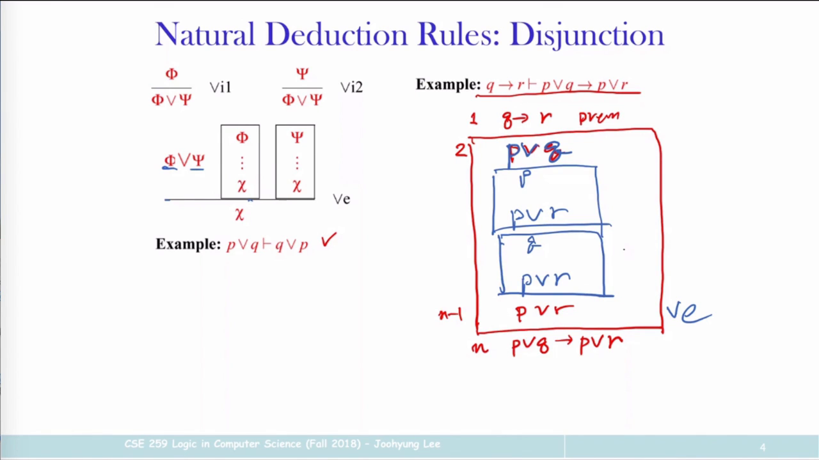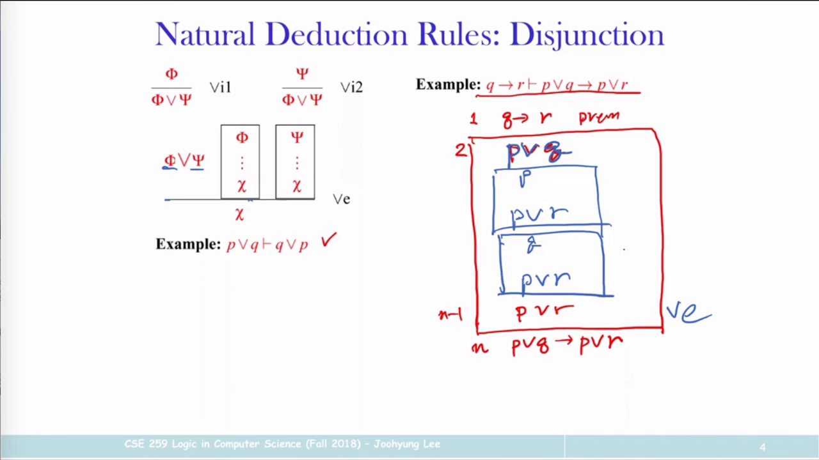Why must this be P or R? Because our goal is to prove P or R, which is here, right? So I have to end each of the boxes with the same formula. Let me say this again. I want to prove this fact, P or R is true. There are two cases to consider. When P is true, I can derive P or R. And if Q is true, I can also derive P or R. Then regardless of which case we are in, I can always derive P or R.